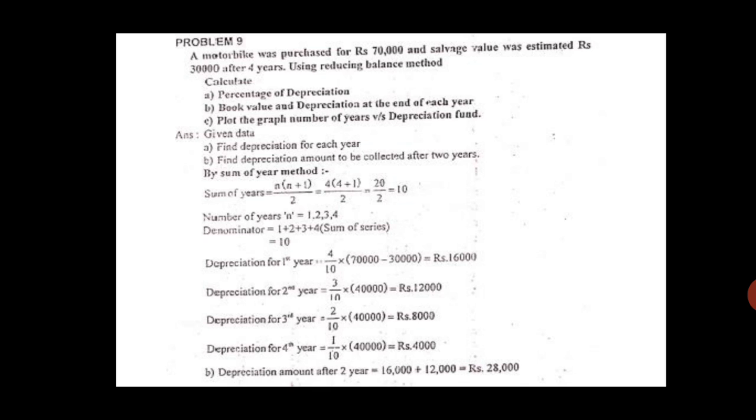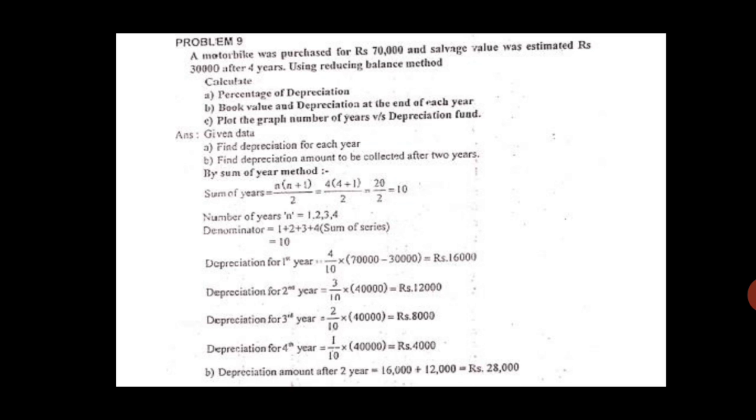This way you have to plot the graph also. In graph you can say number of years 4 is in the bottom 1, 2, 3, 4. In the y-axis you can plot 16,000, 12,000, 8,000, 4,000 rupees. Okay, you'll get a straight line. Linear it is. So the depreciation amount after 2 years is equal to first year 16,000 rupees and second year 12,000. So 16,000 plus 12,000, it is 28,000. It is the depreciation after 2 years. Okay. So very simple it is.